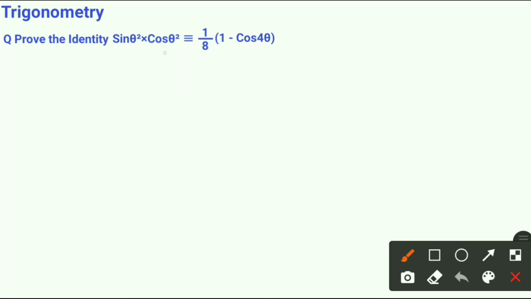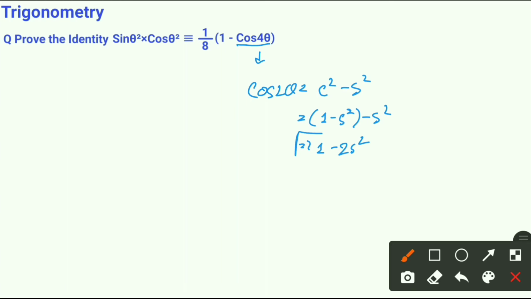Let's start with this one. Okay, we have this equation. Prove the identity: sine square cos square is equal to this. Cos 2 theta is cos square minus sine square, then 1 minus sine square minus sine square, so 1 minus 2 sine square. Okay, cos 2 theta, and then cos 4 theta is equal to 1 minus 2 sine 2 theta square.